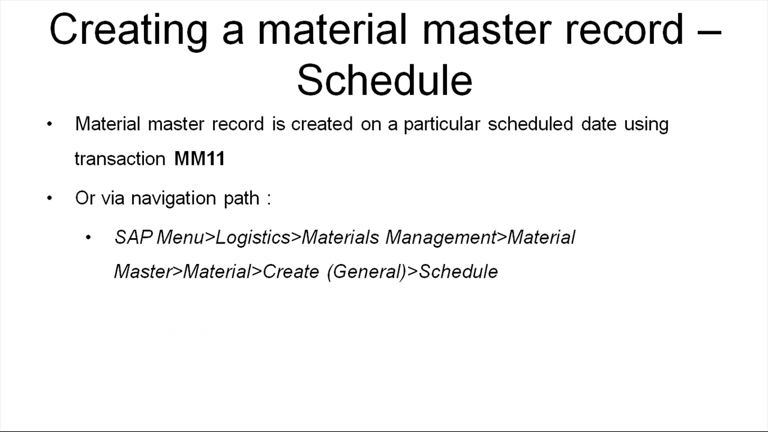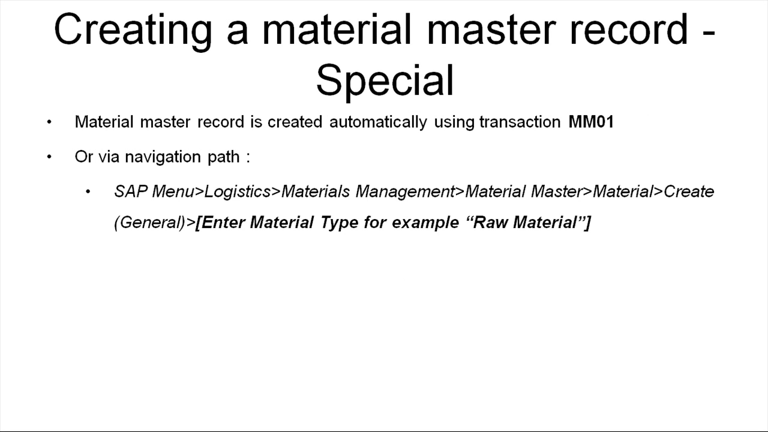A material master record is created on a particular scheduled date using transaction MM11. It has fields similar to MM01, with an additional field for entering the date on which the material is scheduled to be created. Alternatively, it can be navigated in order of SAP menu, logistics, materials management, material master, material, create, general, and finally schedule. A material master record can be created based on material type.